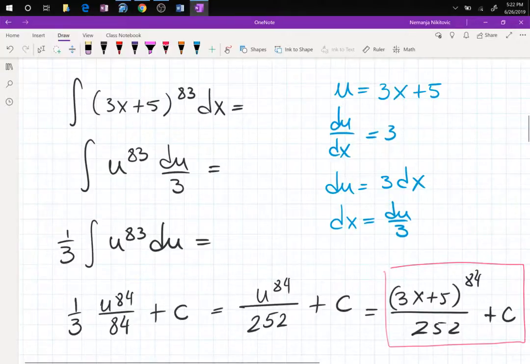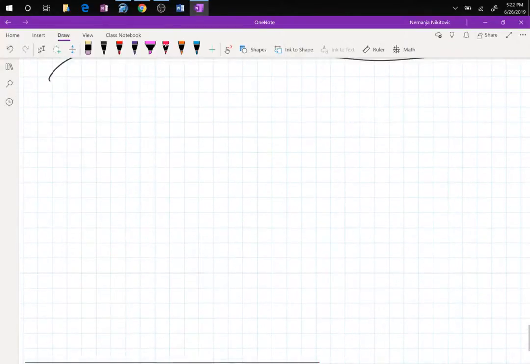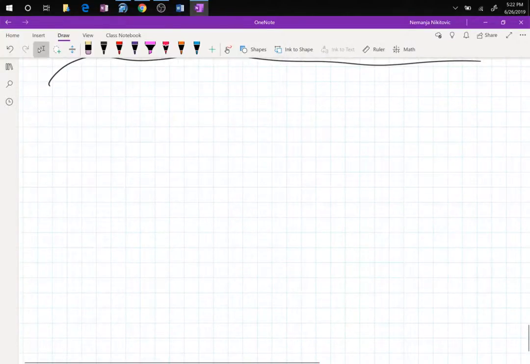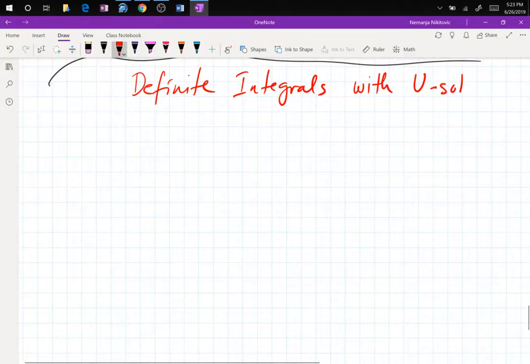So now we would like to bring these problems a little further and use definite integrals for the U substitution. Let's put a title. Definite integrals with U sub.